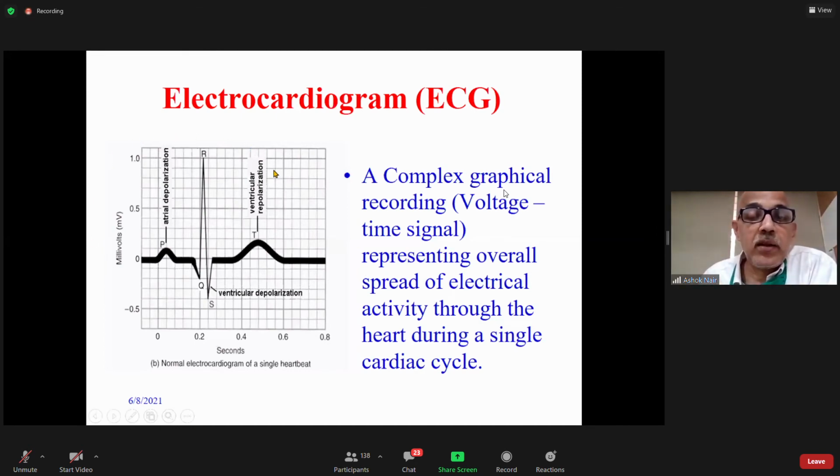This is one single cardiac cycle, the graphical representation of the heart during a single cardiac cycle. This is electrical activity. ECG is representing the electrical events, not the mechanical events. The cardiac cycle will represent the mechanical event. P wave corresponds to atrial depolarization, QRS complex corresponds to ventricular depolarization, and T wave corresponds to ventricular repolarization.